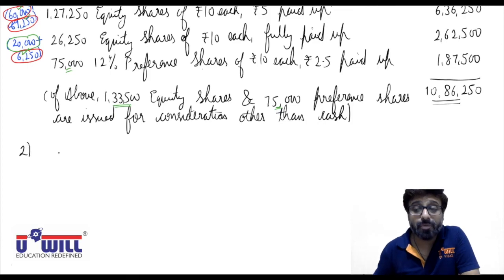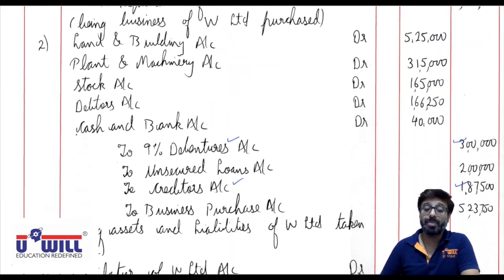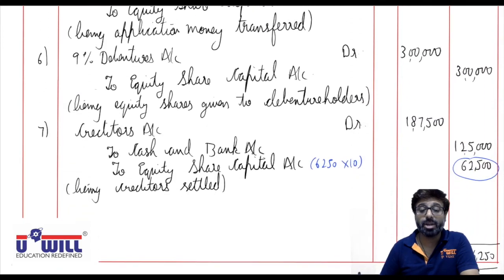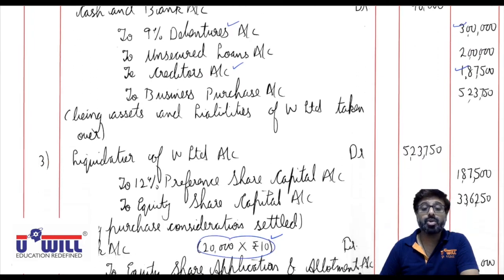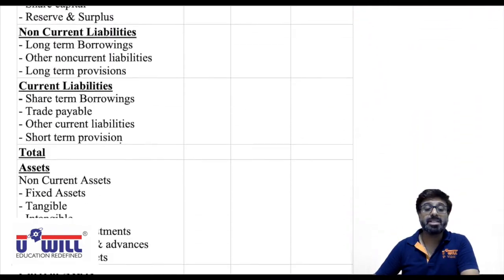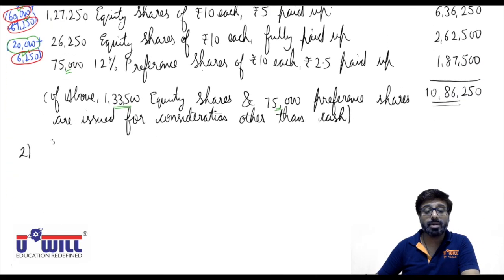Reserves and surplus, we do not have. Do we have any reserves and surplus in the second entry? No. Do we have any statutory reserves? Do we have any security premium? No. So reserves and surplus we don't have. After reserves and surplus, long-term borrowings. So directly here we will have long-term borrowings.